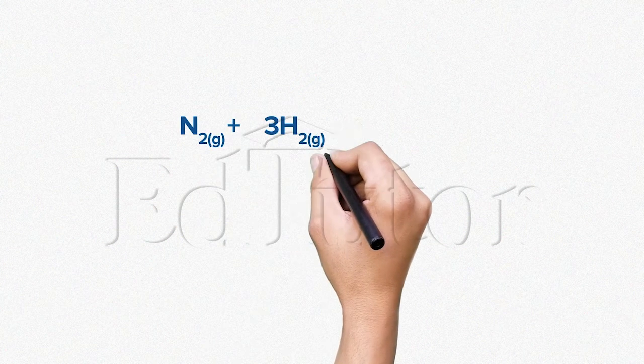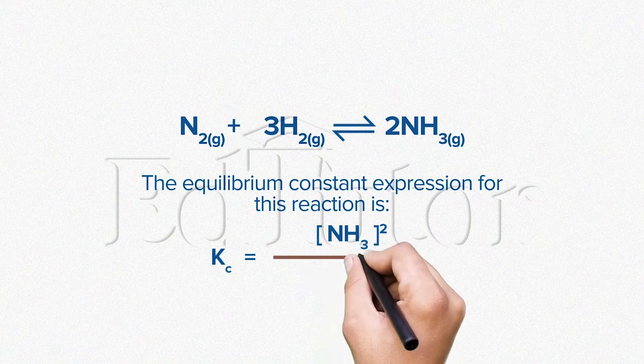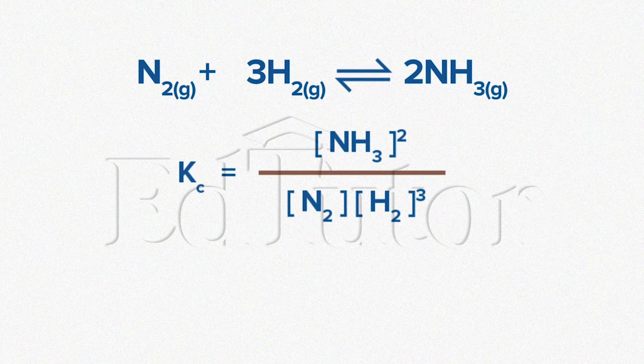For this reaction, Kc is equal to the concentration of ammonia raised to the power 2 divided by the product of concentration of nitrogen and the concentration of hydrogen raised to the power 3. Once we insert the relevant values, we should be able to solve for Kc.